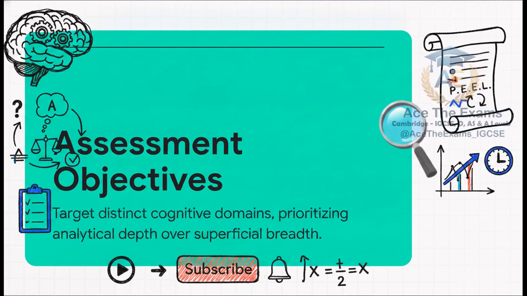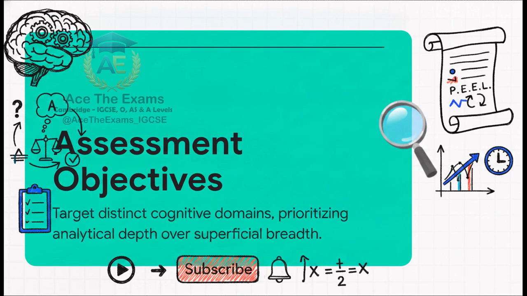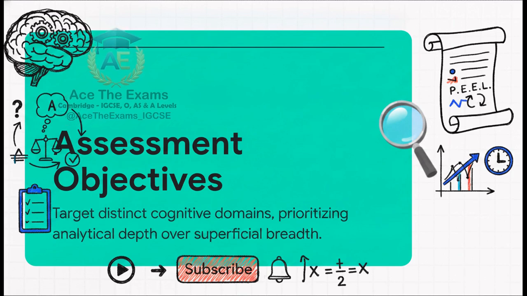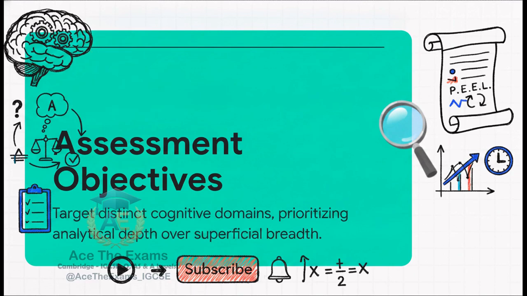This is exactly where we introduce the PEAL framework, completely adapted for mathematics. That stands for Point, Evidence, Explanation, Link. Think of it like this. Your point is the mathematical principle. For example, explicitly stating, to find velocity, I need to differentiate displacement.